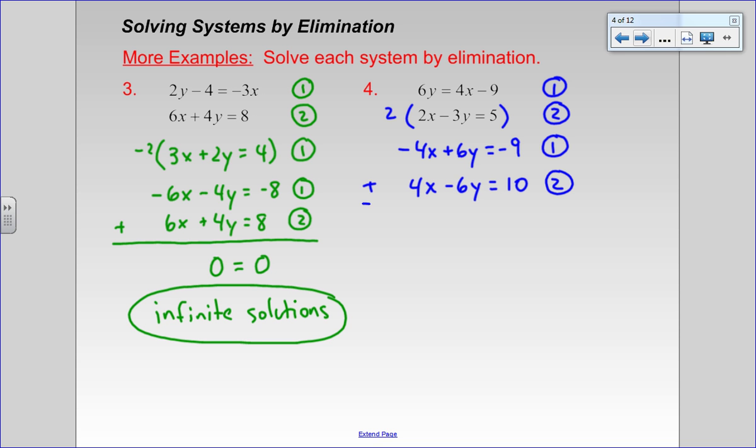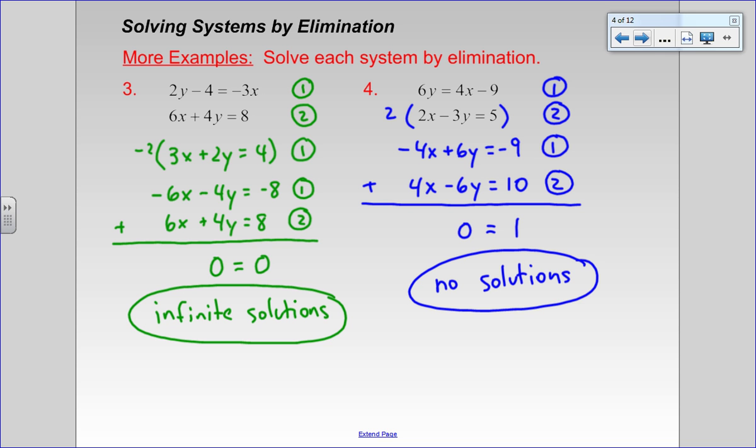Adding the two equations together, we see that the x terms and the y terms on the left-hand side cancel out. So we have 0. But on the right-hand side, negative 9 plus 10 is 1. The equation 0 equals 1 is false. This means there are no values of x and y that can satisfy the system. We say that this system has no solutions. And if we were to draw a graph of these two equations, we would see that they produce parallel lines.